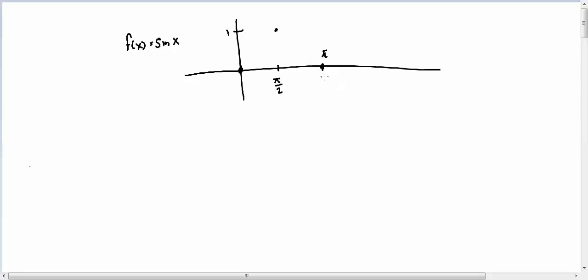And then over here at 2 pi, it goes back to 0, and so that would make this part 3 pi over 2, or 1.5 times pi. It goes down to -1.